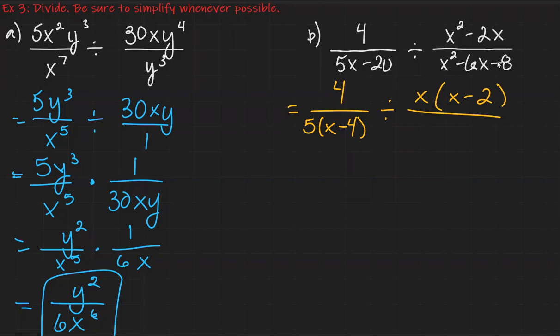Over here, x squared minus 6x minus 8. Two factors of negative 8 that are going to add up to negative 6. That's going to be, did I write that correctly? Oh, I wrote that incorrectly when I wrote down the example. This should be a plus 8.